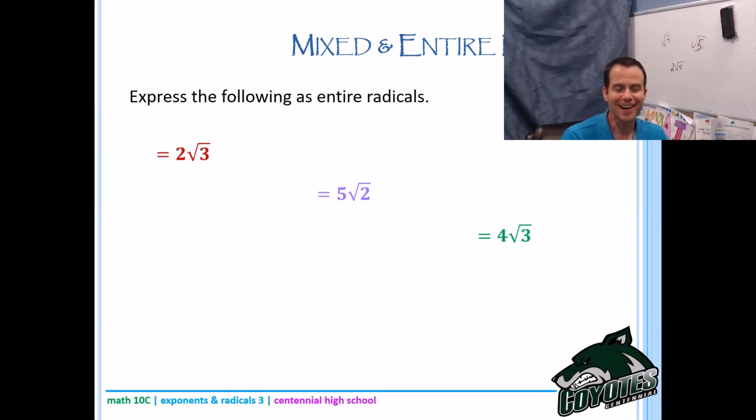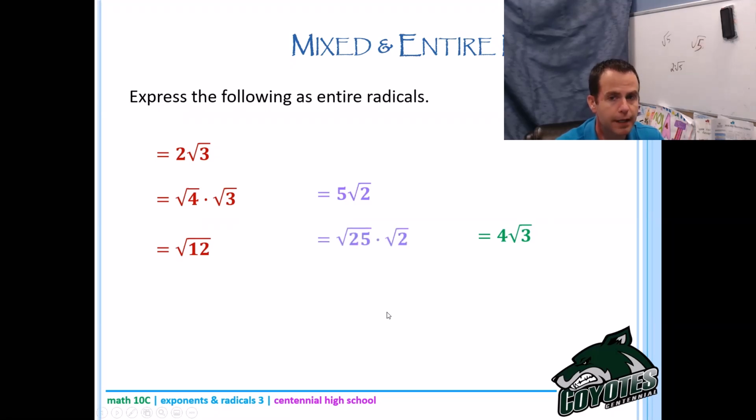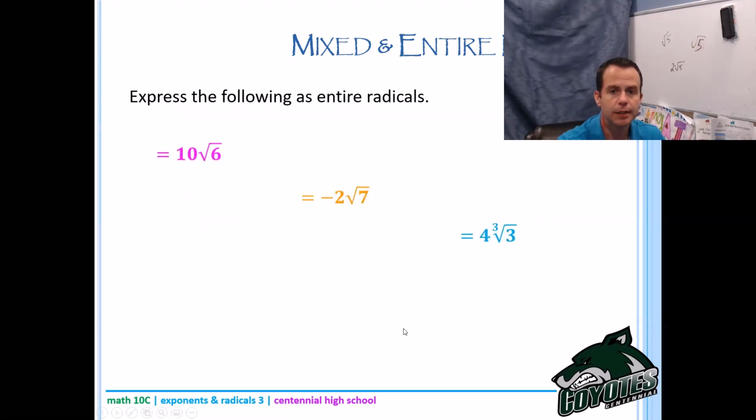Okay, so 2 root 3 would be root 4 times root 3 because the root of 4 is 2, and then that'd be root 12. Over here, I'm going to change my 5 to be root 25, then I can multiply them together, and that would be root 50. And over here, I would change my 4 to be root 16, and then 16 times 3 would give me a final answer of root 48. Okay. Next 3, give me a pause for a sec.